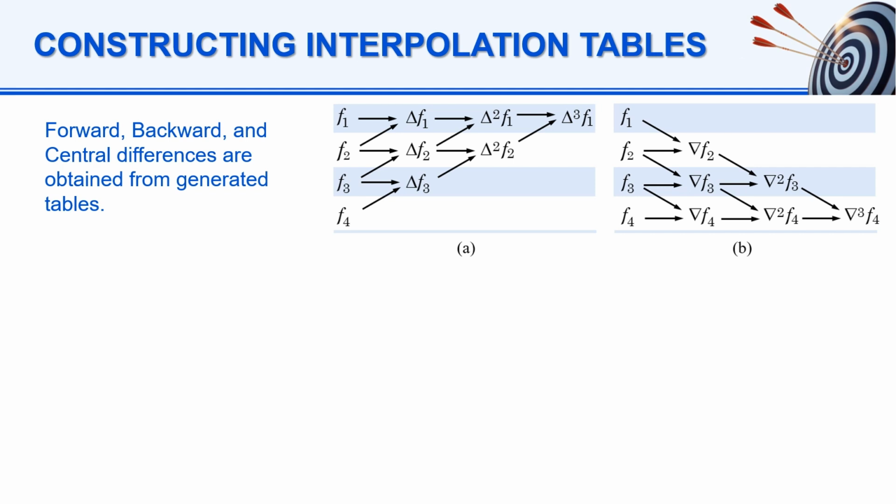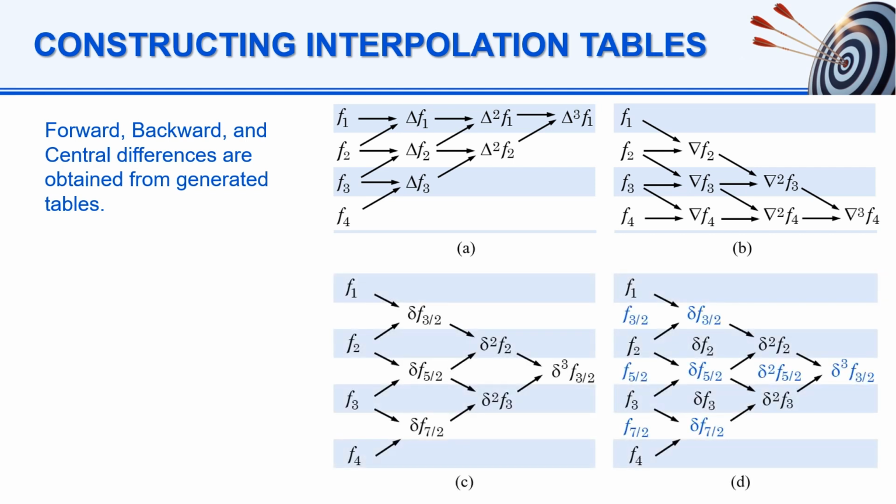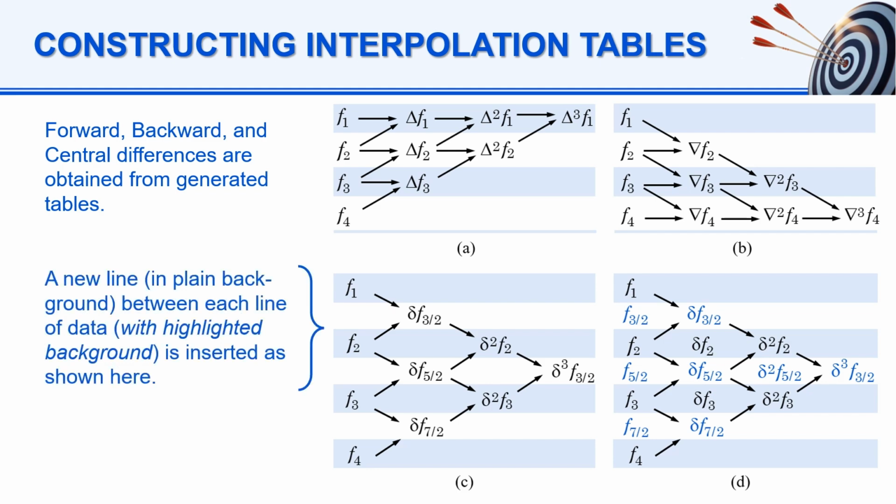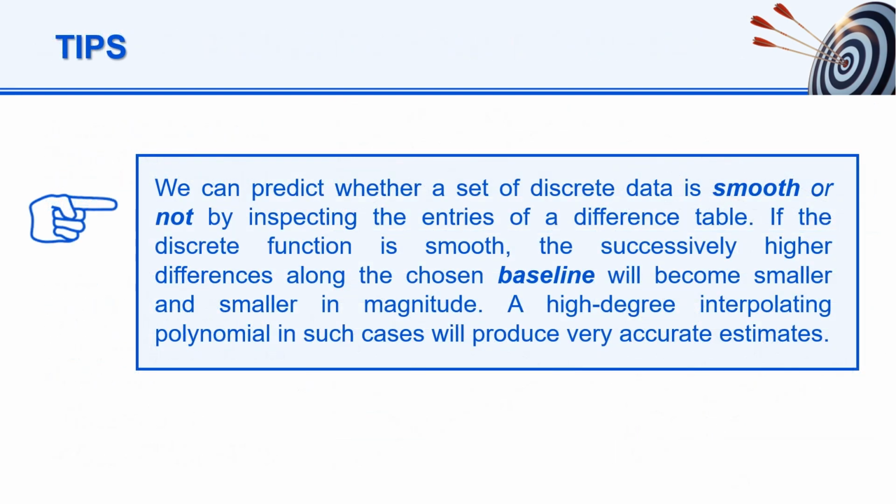In central difference tables, a new line in plain background between each line of data with highlighted background is inserted as shown here. Blank spaces are filled as the arithmetic average of the entries above and below. We can predict whether a set of discrete data is smooth or not by inspecting the entries of a difference table. If the discrete function is smooth, the successively higher differences along the chosen baseline will become smaller and smaller in magnitude. A high-degree interpolating polynomial in such cases will produce very accurate estimates.